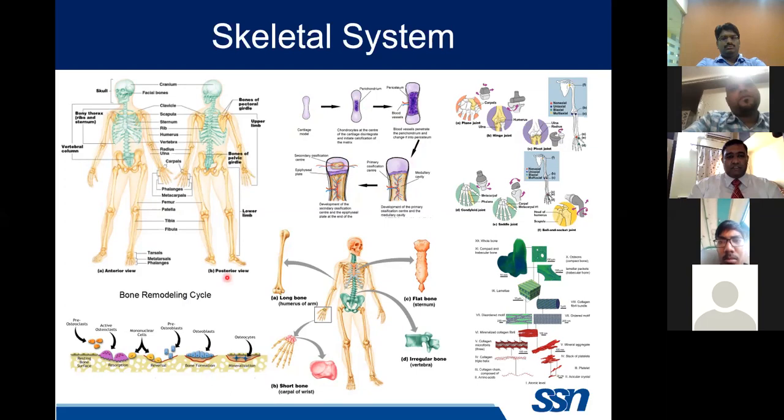Then this is something about the bone remodeling cycle. There are pre-osteoclasts, which when activated form osteoclasts. Osteoclasts are the type of cells which destroy bone, and they will give the calcium which is stored in the bone to our blood, so that the blood calcium level is maintained.